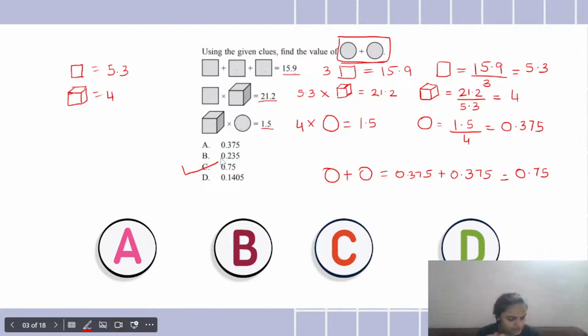Great job. Divyanshi, yes. So my final answer is 0.75, which is option C. Right? Most of y'all gave me the correct answer. Good job. Keep it up. Wonderful. It was a bit tricky, but y'all managed finding the answer. So that was not an issue.